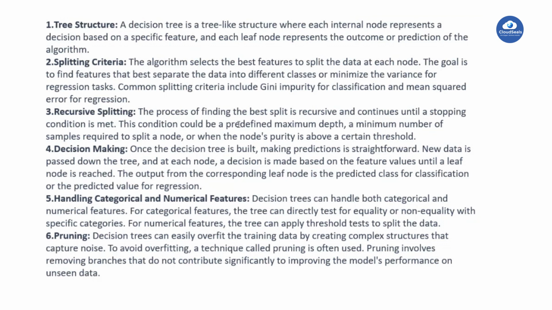Recursive splitting. The process of finding the best split is recursive, continuing until the stopping condition is met. It will repeat this type of split till we are able to form one split criteria to classify the classes correctly. But here we need to take a decision. Once the decision tree is built, making predictions is straightforward. New data is passed down the tree and at each node, the decision is made based on the feature values until a leaf node is reached. The output from the corresponding leaf is the classification or regression value.